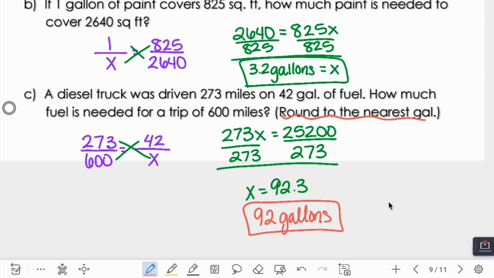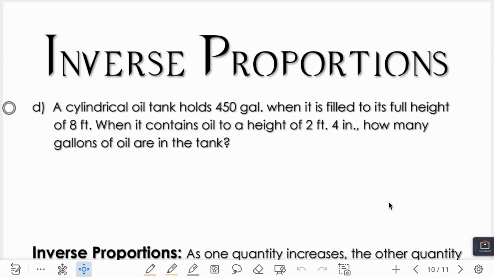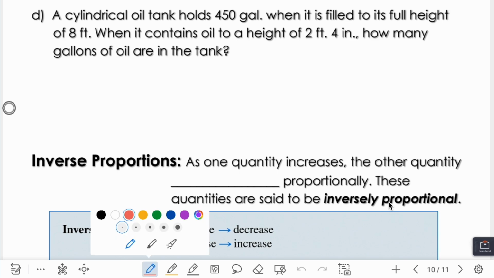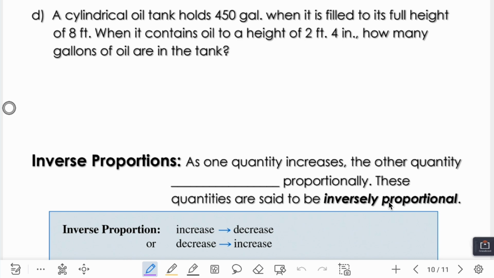Okay. On the next side of your notes, we've got one more here of direct proportions. A cylindrical oil tank holds 450 gallons when it is filled to its full height of 8 feet. When it contains oil to a height of 2 feet 4 inches, how many gallons of oil are in the tank? So when setting up my proportion, we've got to make sure that we also have the same units when we're comparing these. A cylindrical oil tank holds 450 gallons, and that's when it's filled to the top at 8 feet. Now, when it contains oil to a height of 2 feet 4 inches, how many gallons of oil will it hold?